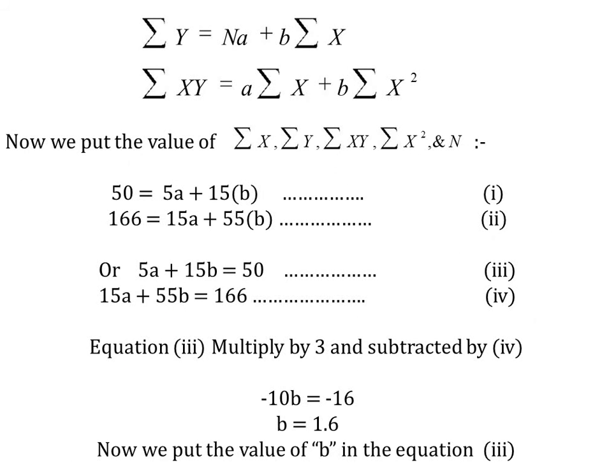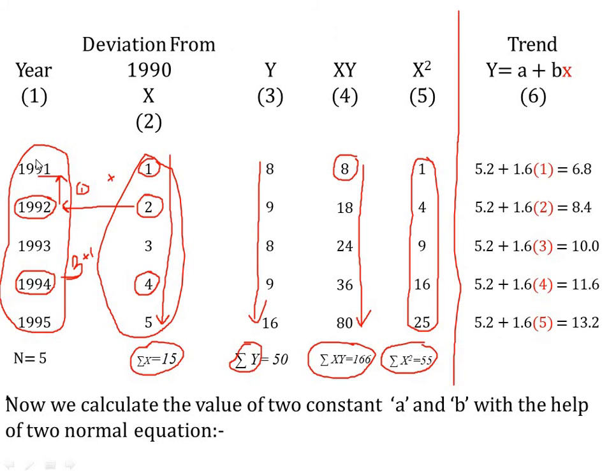Now dear students, these are the normal equations for the fitting of a straight line. Sigma y is equal to n times a plus b times sigma x. Sigma xy is equal to a times sigma x plus b times sigma x square, where n is the number of observations given. As we have been given 1, 2, 3, 4, 5 observations, the number n is 5.